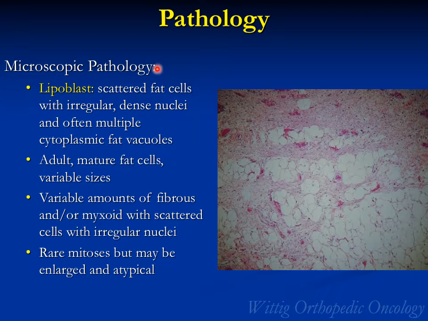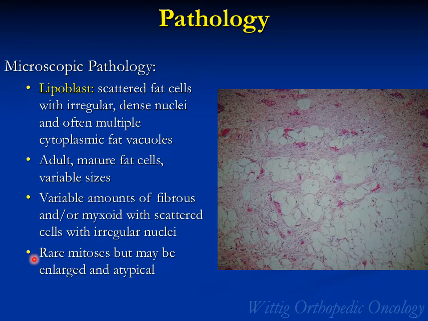Microscopic pathology of a low-grade liposarcoma, you have to look for a lipoblast or lipoblasts within it. Scattered fat cells with irregular dense nuclei and often multiple cytoplasmic fat vacuoles. So it may not be a single vacuole, but multiple. You'll have adult mature fat cells of variable sizes, whereas in a lipoma you tend to have fat vacuoles of similar size. There are variable amounts of fibrous and or myxoid tissue with scattered cells with irregular nuclei, and rare mitoses may be enlarged and atypical.